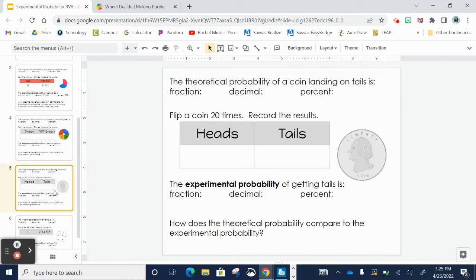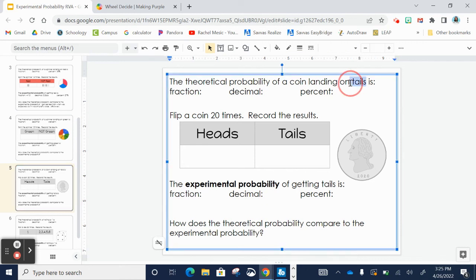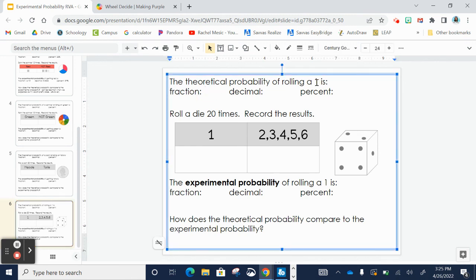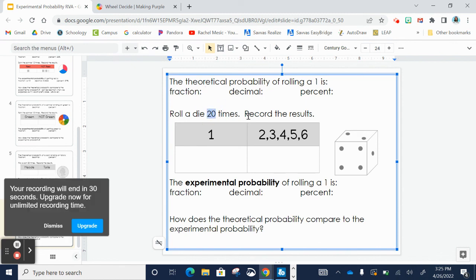There's also one for flipping a coin. Keep in mind there are 2 sides on a coin, so how many of them are tails? This one we're going for tails. And then a dice. If you click on each of these pictures, it takes you to a link to do these activities. Again, figure out the fraction of rolling a 1, and then experiment and see what happens. It's always going to tell you how many times you should do it. Then compare the results to see what happens.